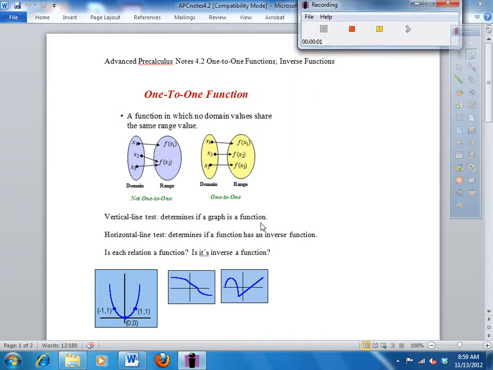Class, we're going to learn about one-to-one functions, which you already know about. Okay? So a one-to-one function is a function that for every x there's exactly one y, and for every y there's exactly one x. So functions, as you may recall, are only functions if for every x there's exactly one y. But that's not true in this case.